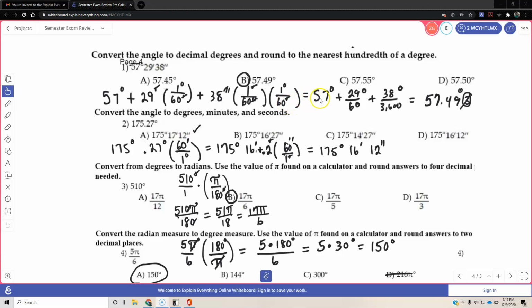So now all you have to do is type all of this into your calculator. When you type that into your calculator, you're going to get 57.493. We want to round it off to the nearest hundredth. So that 3 is less than 5, so it's going to be 57.49, which is B.